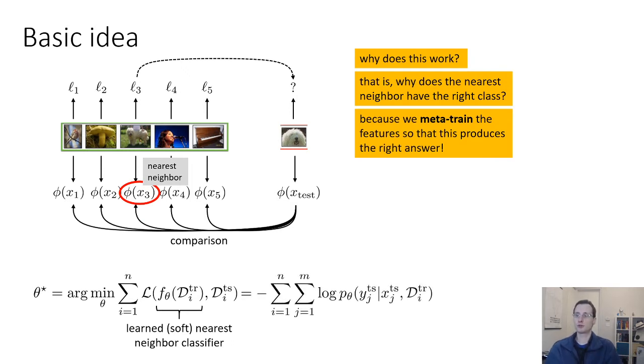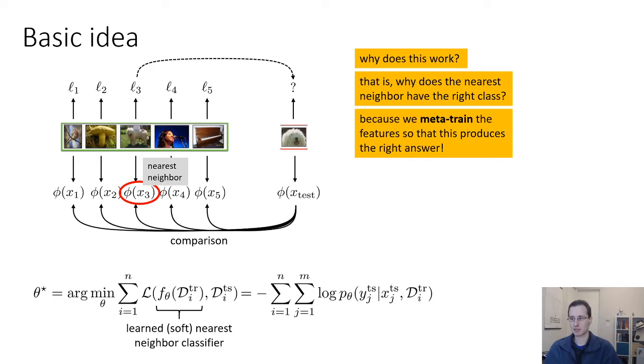So if we're using negative log likelihood loss, which is the loss that we typically use for classification, this can be rewritten as the negative of the sum over all of your tasks, i equals 1 to m, of the sum over all of the test points for that task, j equals 1 to m, of the log probability of y_j test given x_j test and dtrain.